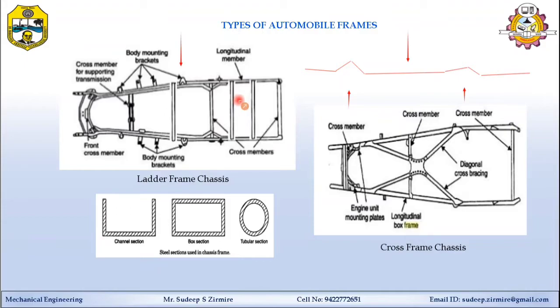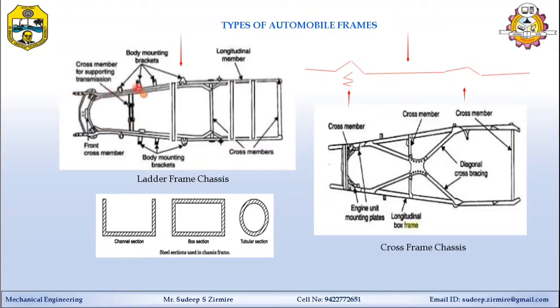It performs different functions or purposes. It provides the base for mounting the engine and transmission systems. Second, it accommodates the suspension system. Because of that only, when you see this frame from the side view, it has the upsweep, so it accommodates the suspension system here, the spring suspension system. For that purpose the upsweep is provided.